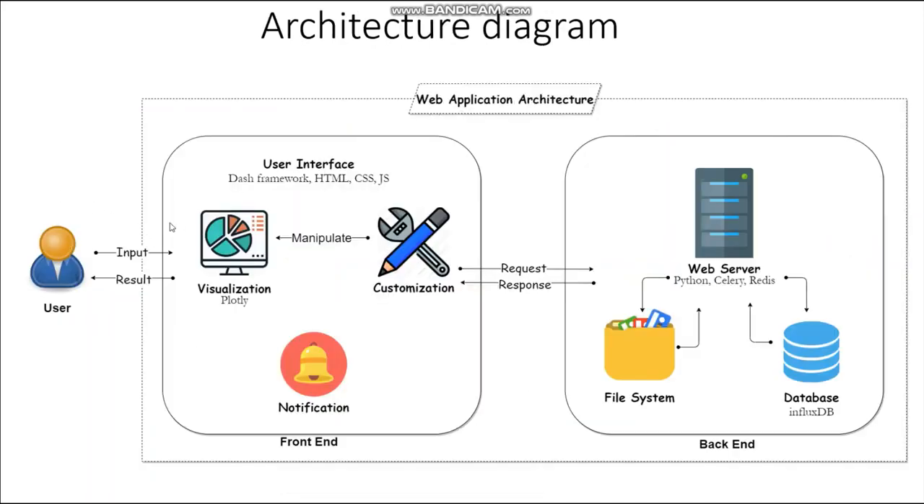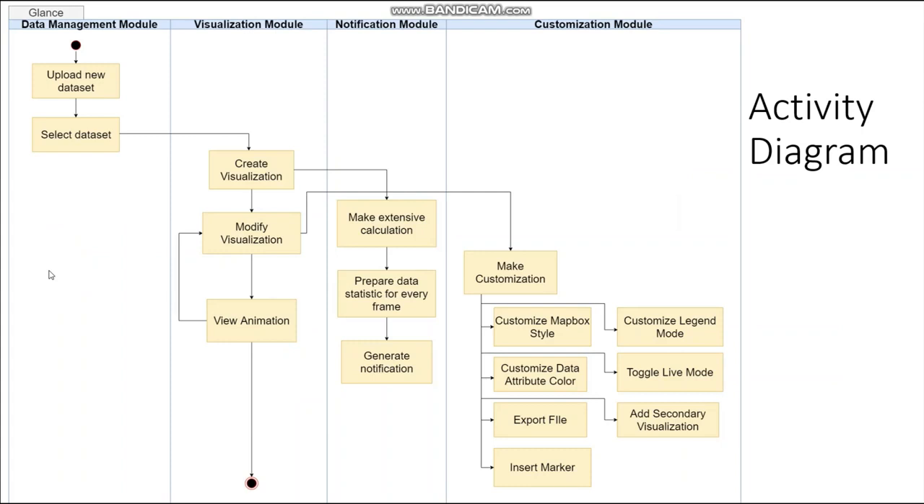This is the architecture diagram. User can provide input through the front end. Then the front end sends the request to the backend for application logic processing. After that, the backend sends a response back to the front end and displays the result to the user.